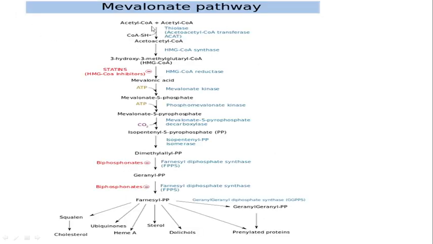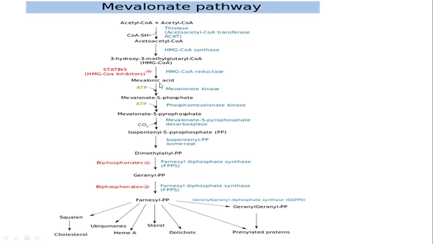Here, two molecules of acetyl coenzyme A will form acetoacetyl coenzyme A, and from that it will produce 3-hydroxy-3-methylglutaryl coenzyme A. The enzyme used is HMG-CoA synthetase, and then HMG-CoA reductase enzyme is used, which is a statin inhibitor target, and it will produce mevalonic acid.